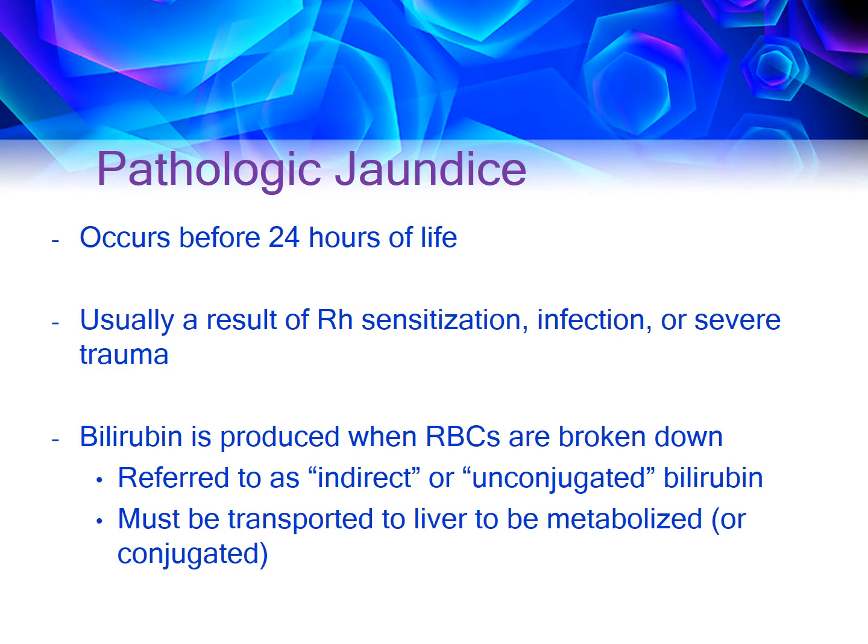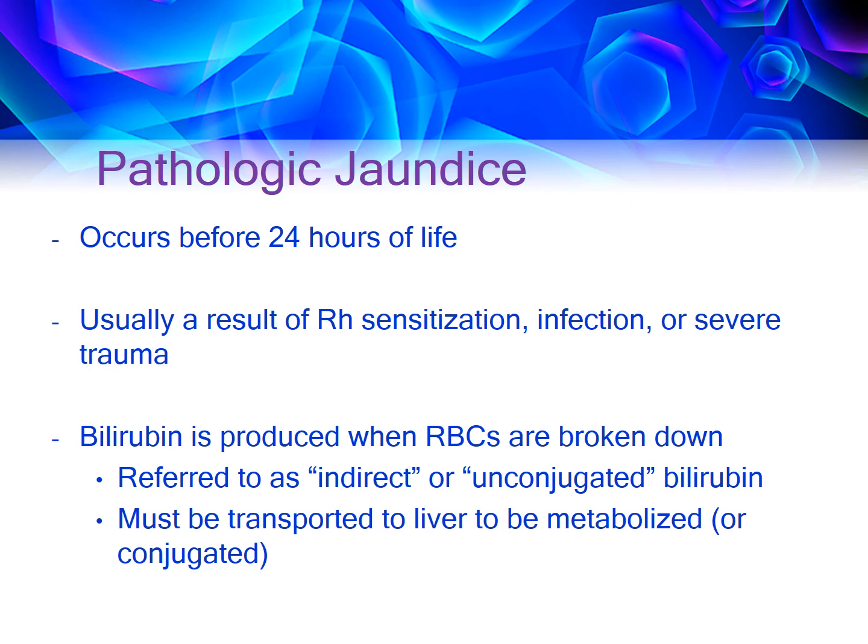Okay, now on to jaundice and hyperbilirubinemia. Make sure you review the basics from your prior course. Physiologic jaundice is the one that occurs after 24 hours of age and is very common. That's the one you should have studied. We're going to talk about pathologic jaundice. Pathologic occurs before 24 hours of life. It's usually a result from the Rh sensitization. It could be infection or severe trauma.